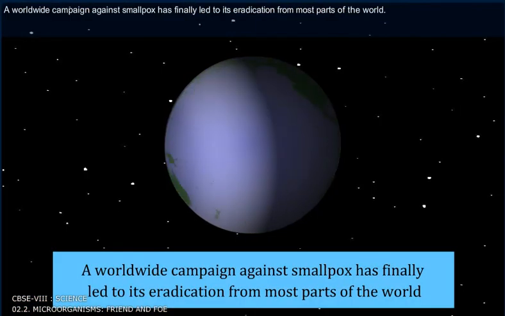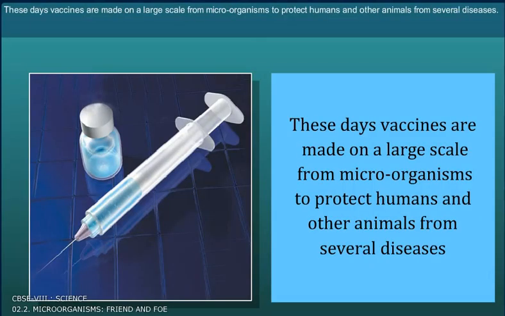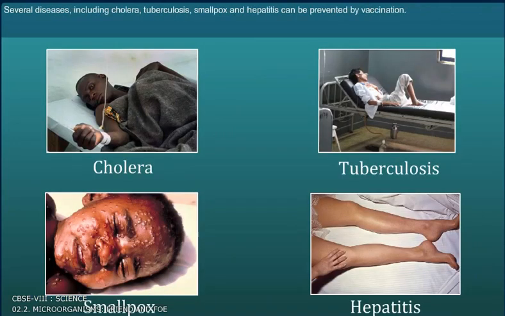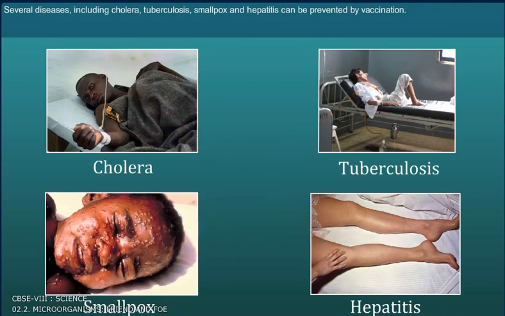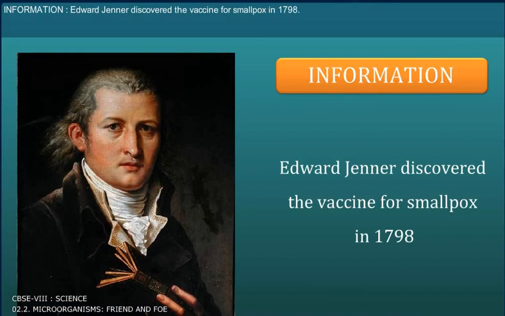A worldwide campaign against smallpox has finally led to its eradication from most parts of the world. These days, vaccines are made on a large scale from microorganisms to protect humans and other animals from several diseases. Several diseases including cholera, tuberculosis, smallpox, and hepatitis can be prevented by vaccination. Information. Edward Jenner discovered the vaccine for smallpox in 1798.